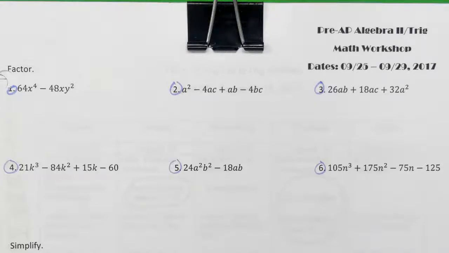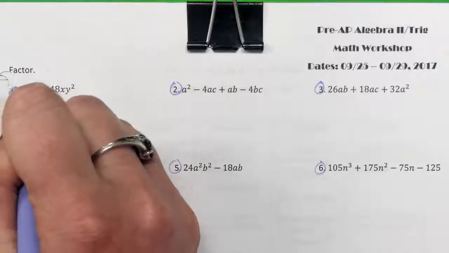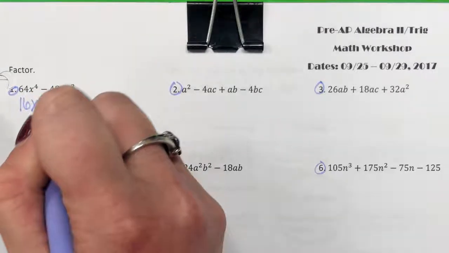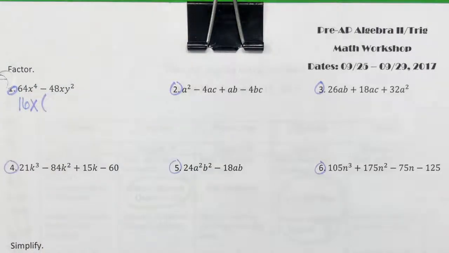Number one. Number one, what was the biggest number that goes into 64 and 48? 16. And then they have a letter in common. What letter do they have in common? X. All right, here we go. So let's see. Kaylee, what is 64 divided by 16? 4.